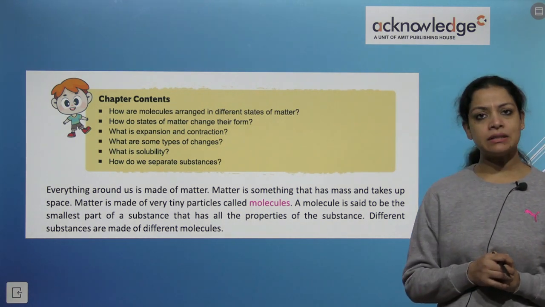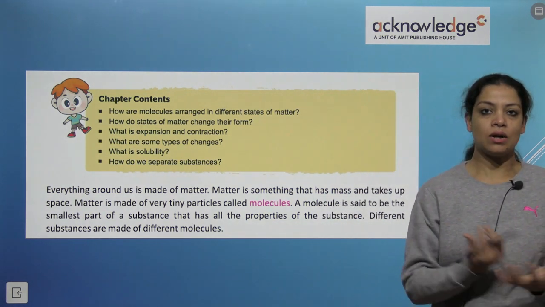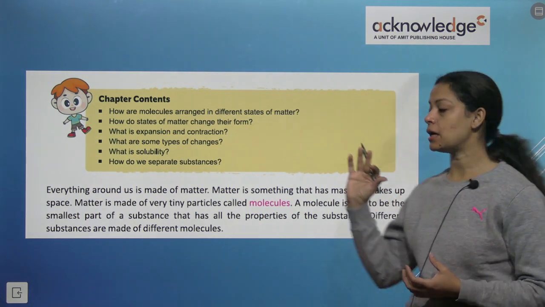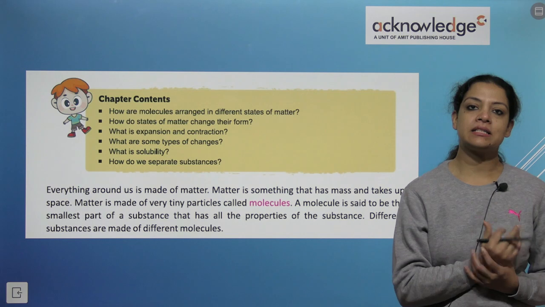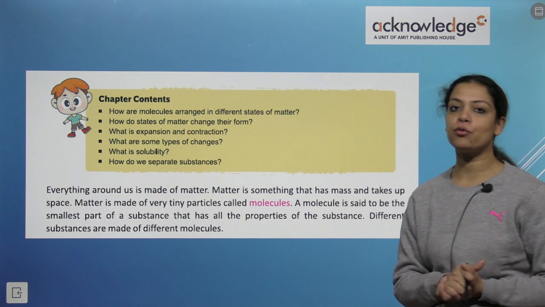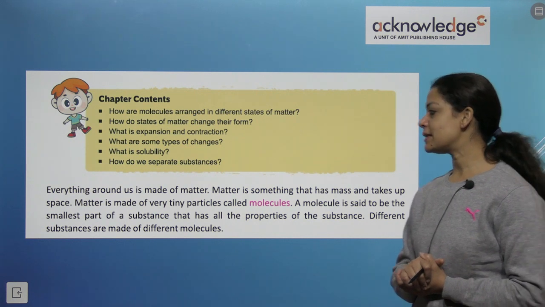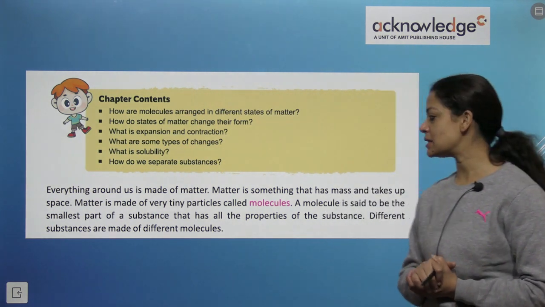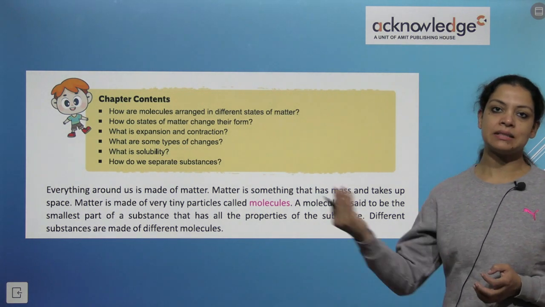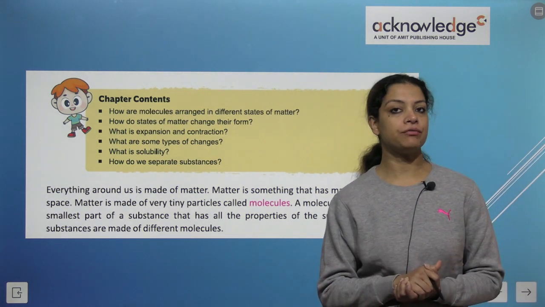Let's see. So everything around us is in a state of matter. जो भी हम अपने आसपास देखते हैं, what is that? They are matter. Matter is something that has mass and takes up space. जो भी occupy करता है space को, which has weight, which has mass, that is called matter. Matter is made up of very tiny particles and they are called molecules. A molecule is said to be the smallest, tiniest part of a substance that has all the properties. So whatever property of matter we study, basically they are properties of molecules. And different substances are made up of different molecules.